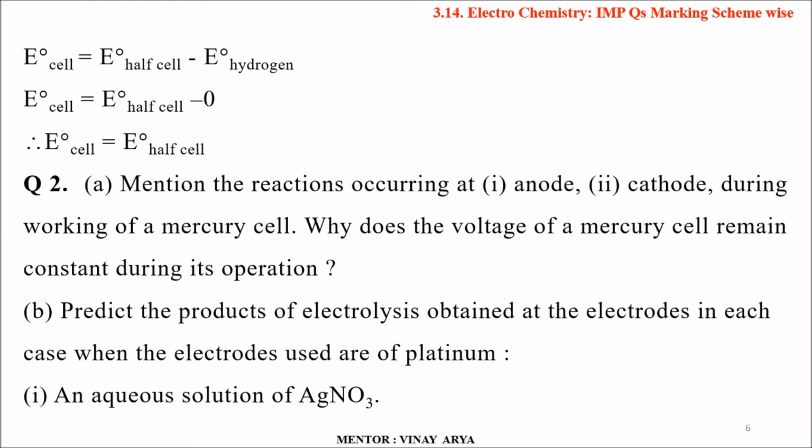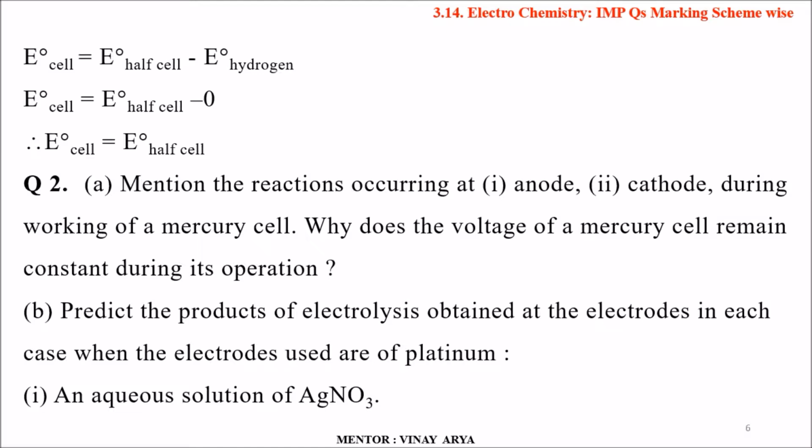Okay, the relation is E naught cell is equal to E naught half cell minus E naught hydrogen, and when simplified, E naught cell is equal to E naught half minus 0, because 0 potential is given by hydrogen. So E naught cell is equal to E naught half cell, and this way directly we get the value of the half cell.